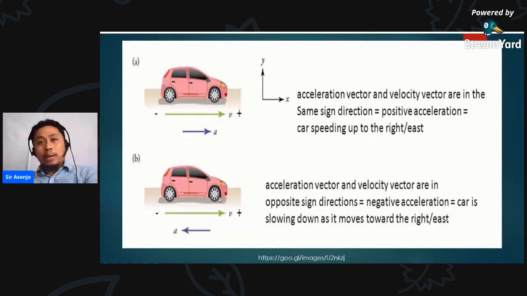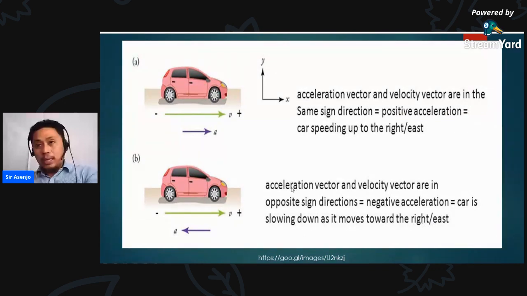Okay, let's have an example B. Let's have this car. The acceleration vector is going to the left, I'm sorry, and then the velocity vector is going to the right. So the acceleration vector and velocity vector are in the opposite sign direction. That is equal to negative acceleration, which means the car is slowing down as it moves toward the right or east.